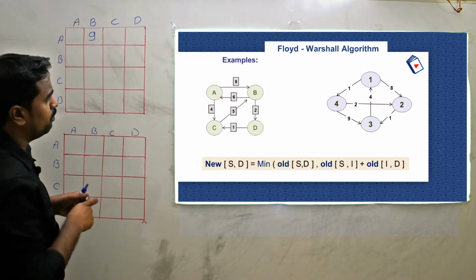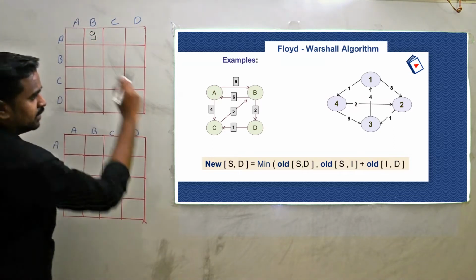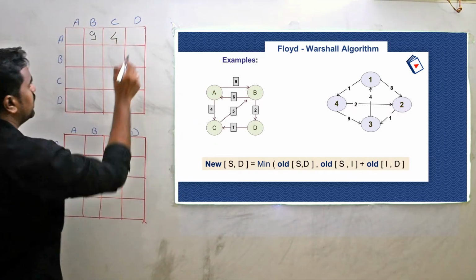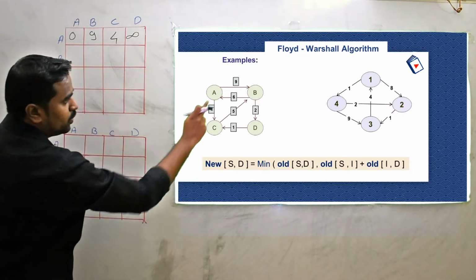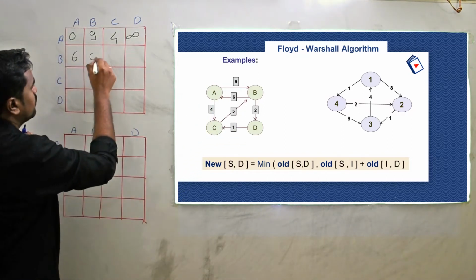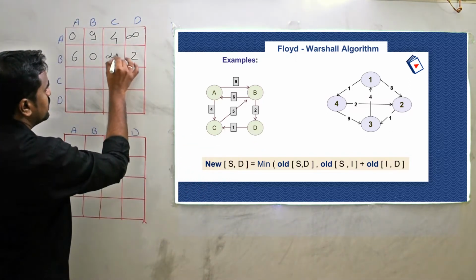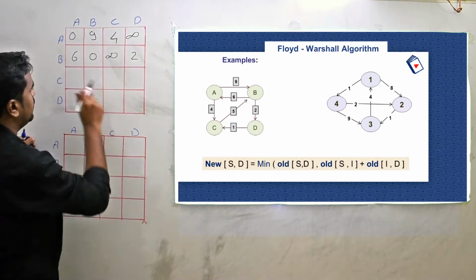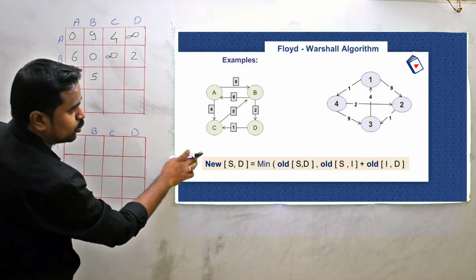Then distance from A to B is 9, then A to C is 4. No other distance, so write down infinity. Then from B to A is 6, then B to D is 2. Rest is infinity. Then from C to B the distance is 5, and no other distance.